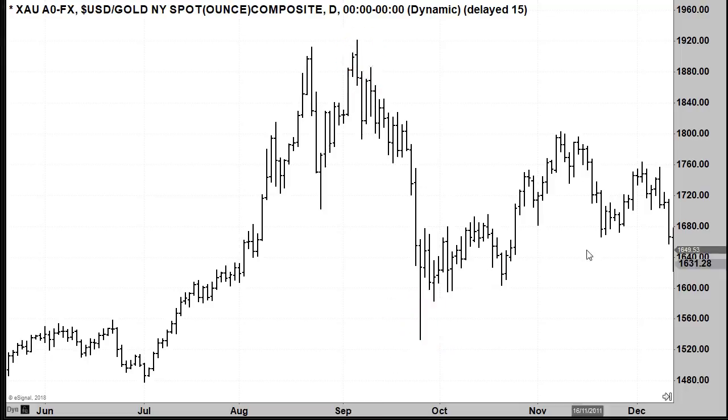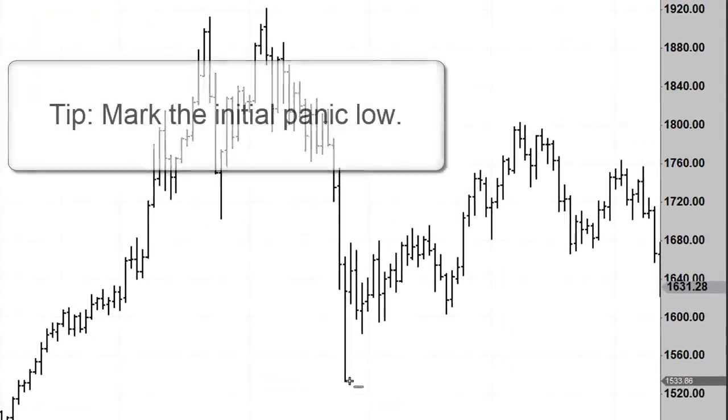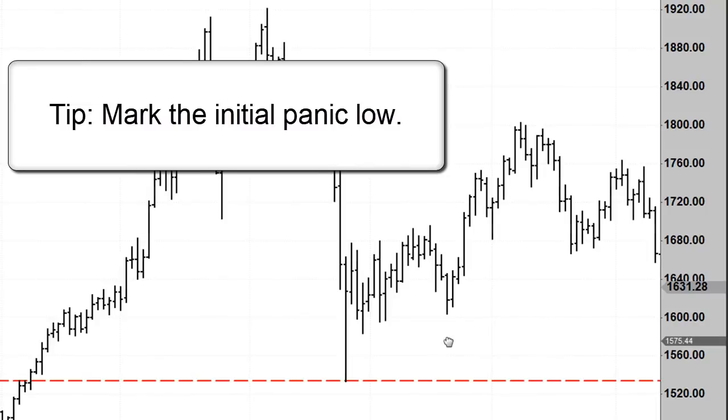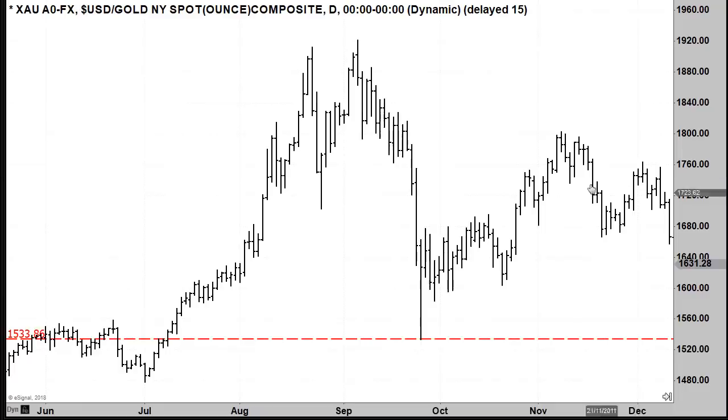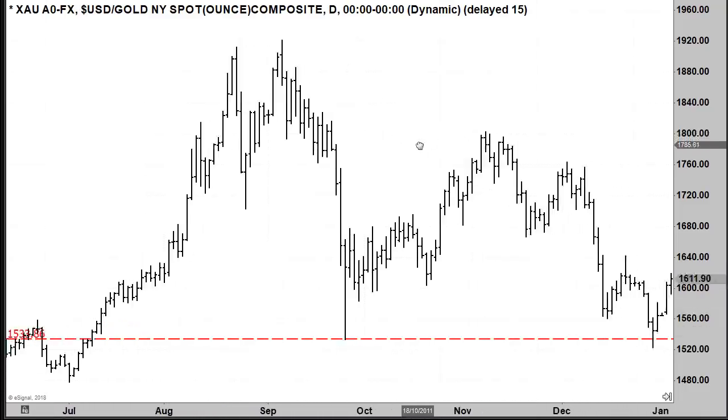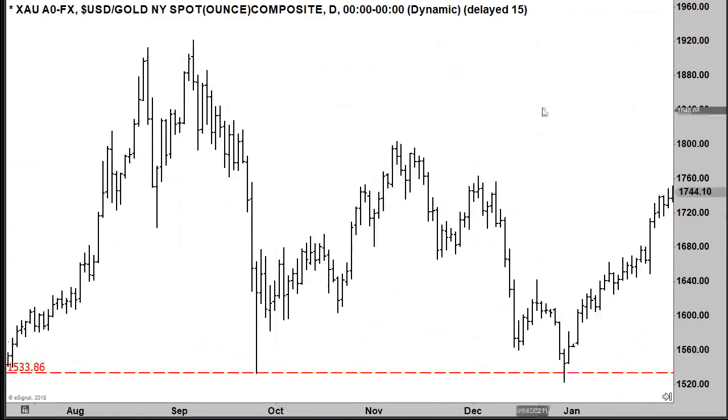So what we're going to do here is mark this level, this panic low. We're going to put a line there. Okay. Now look what happened here. It rallied. In fact, at the time, many people thought, okay, you know what? This is going to go back, and we're off to, for example, 3,000 or 5,000 on gold. That's not what happened. It had a bounce, a major rally, but look what happened next. This rally failed, and eventually we came back and retested. Take a look. We came back and retested that low again.